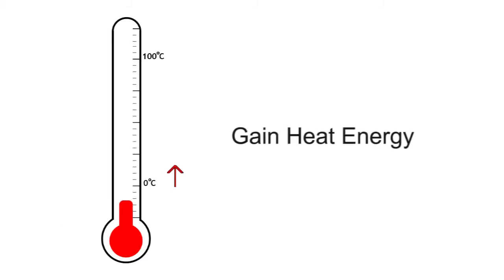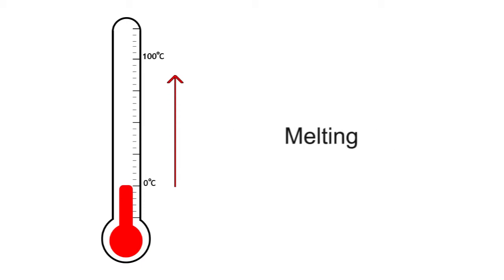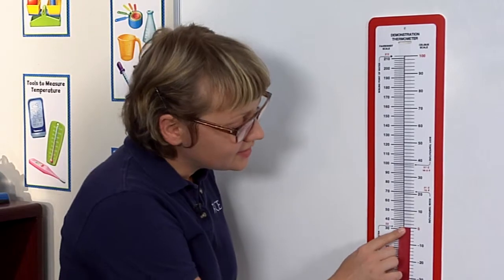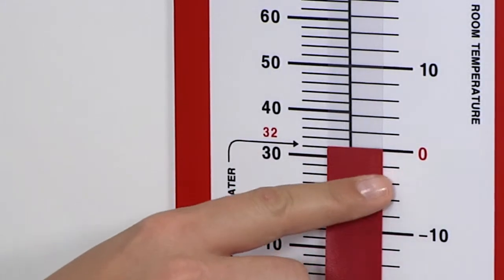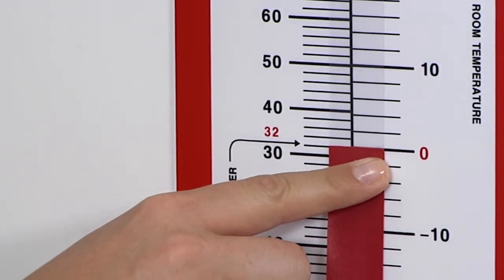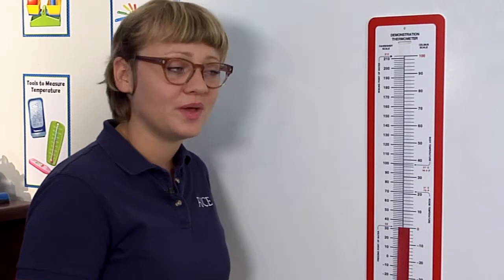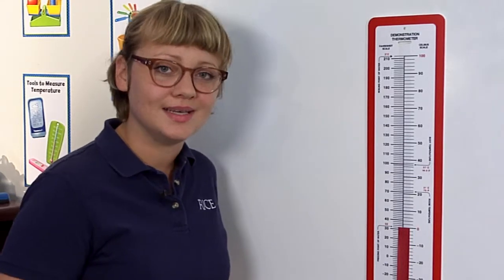The water will gain heat energy from the sun, and when it gets to 0 degrees Celsius, it'll melt from snow back into liquid water. So it looks like both the melting and freezing point of water is 0 degrees Celsius, and what we call it depends on whether the water is gaining or losing heat energy.